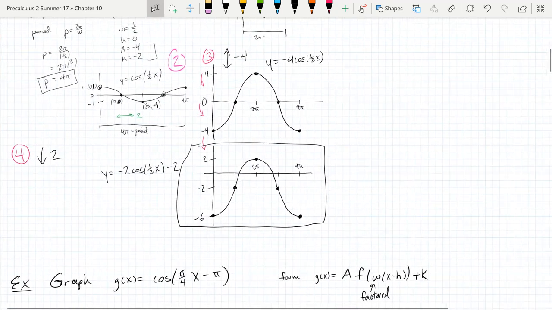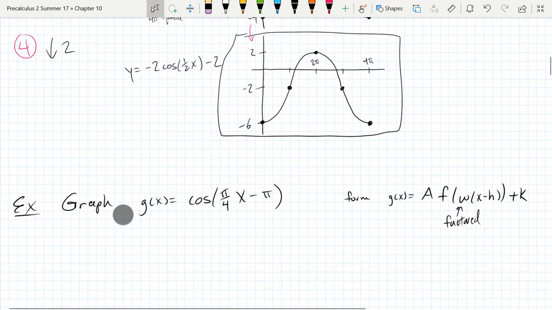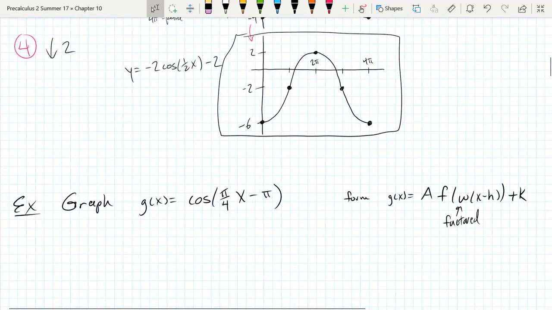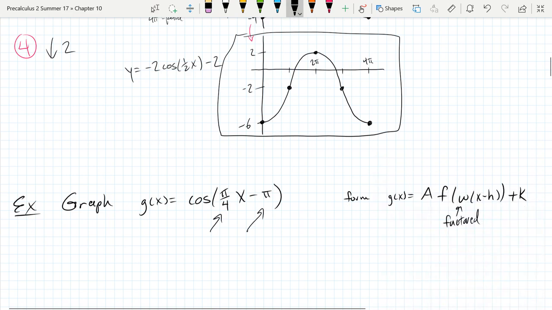Now we're going to graph a similar function, a cosine function, but clearly there'll be a period change here and a horizontal shift. So we have our general graphing form here on the right. This is super useful. The only two parts that we have are a w, which is pi over 4, but we got a problem because h is not pi. We have to factor first.